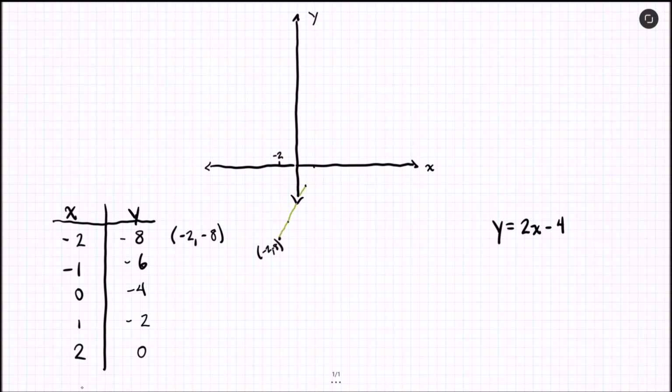Next, draw a line through the points. In this case it's an easy straight line, but sometimes there will be curves like in the first graph I showed you. And there you go. Right here is the graph of the function.